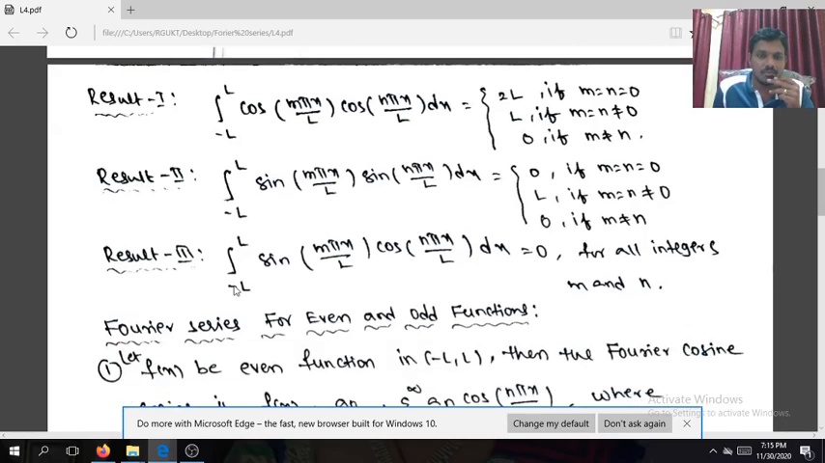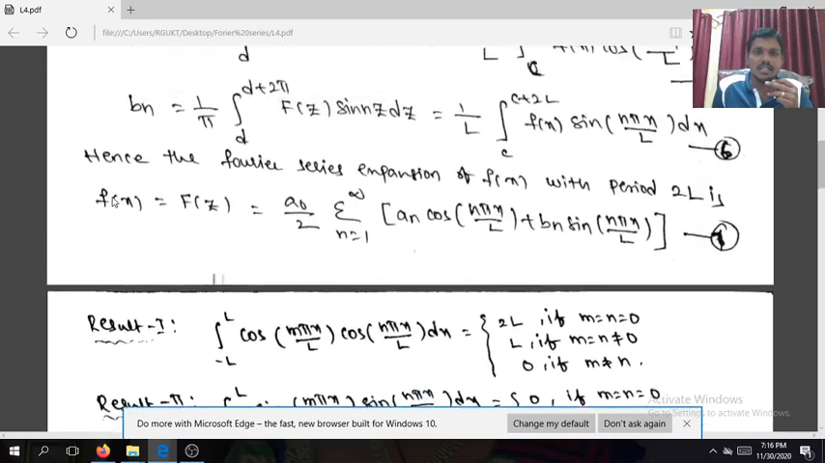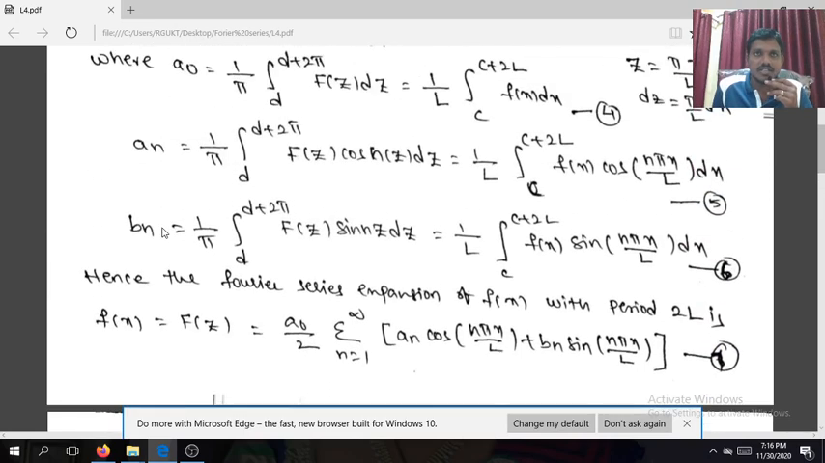Next, result 3, it is very easy to remember. The integral of sin m pi x divided by l times cos n pi x divided by l dx is equal to 0 for all integers m and n. One is sin, one is cos, so the integration value is 0. But in this case, you have the limits from minus L to L. Okay, this is the Fourier series expansion of f of x in the interval c comma c plus 2L.